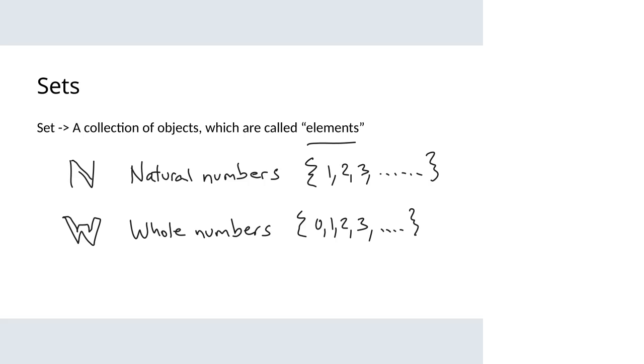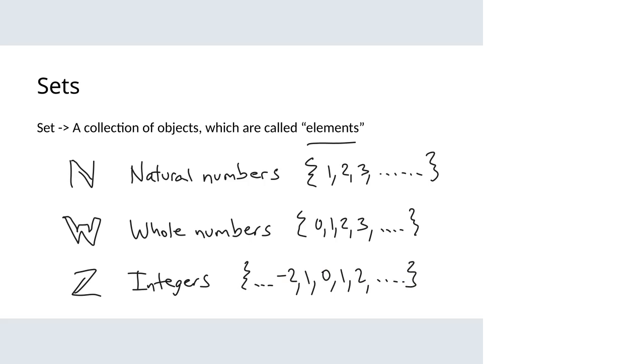And for integers, we don't use I, we use Z. So that's a bold-faced Z for integers. And that is going back forever, -2, -1, 0, 1, 2, going forward forever. A way to describe integers, and it's something we'll talk about when we get into chapter 3 later on, is that it's the whole numbers and their opposites.